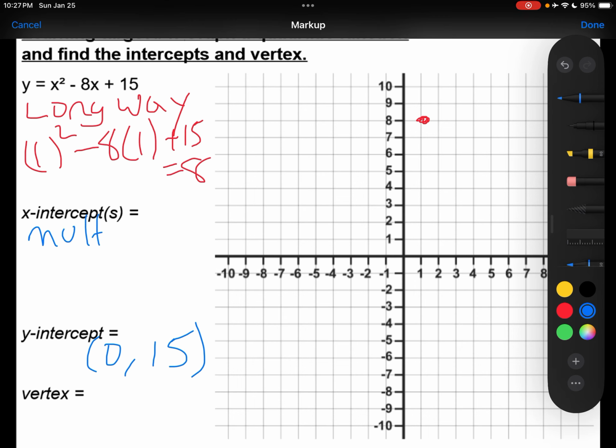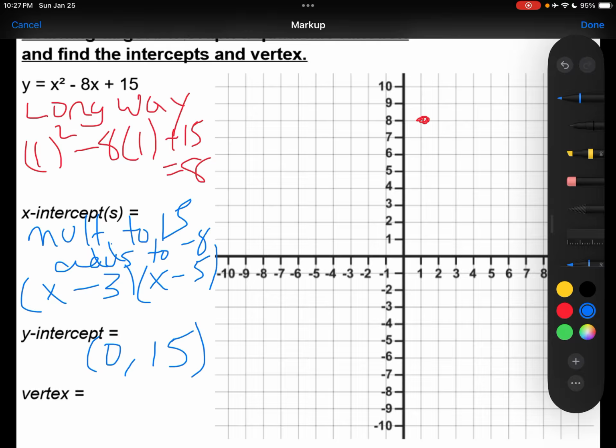For x-intercepts, what multiplies to 15 and adds to negative 8? It's just negative 3 and negative 5. Meaning, we know there have to be intercepts right at x equals 3 and x equals 5. Well, that just made things really nice. And also, in between has to be the vertex.